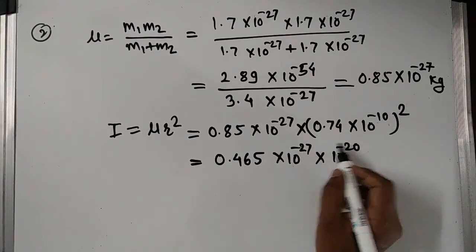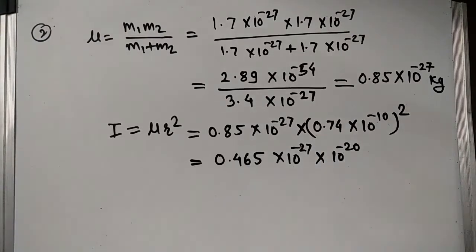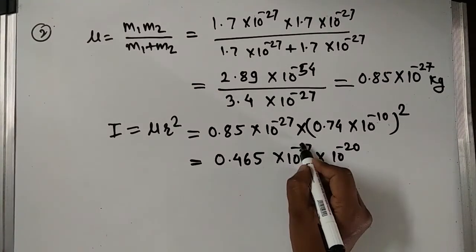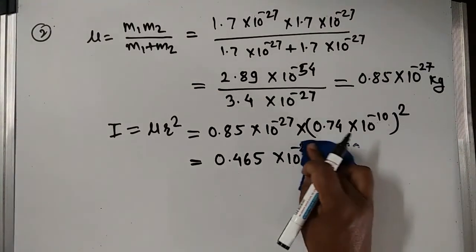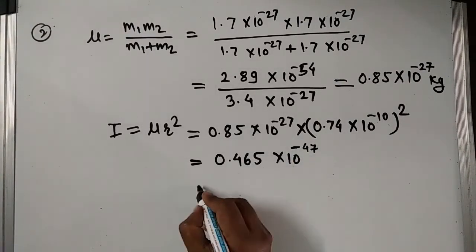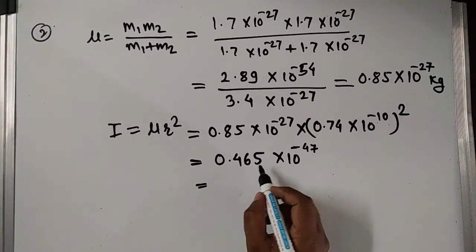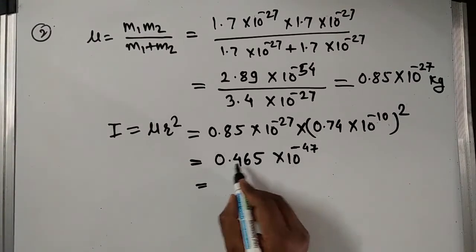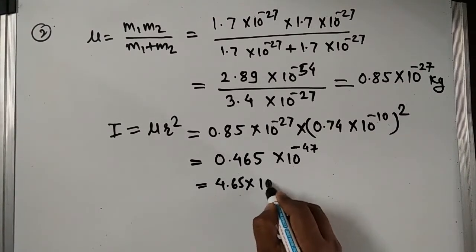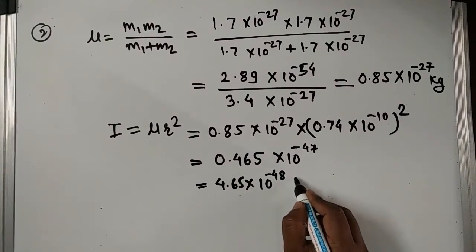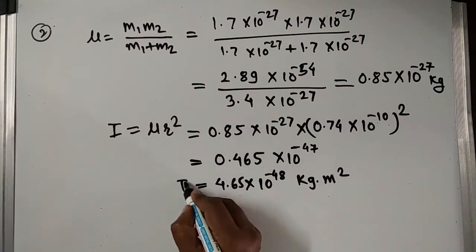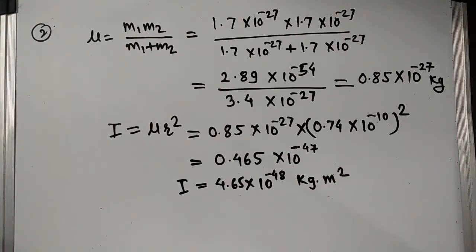So minus 27 into minus 20 is minus 47. So I'll write minus 47 here. If I convert it, I'll write it like this, 4.65 into 10 raised to minus 48. So that quantity is in kilogram into meter square. So the SI unit of moment of inertia is kilogram into meter square.